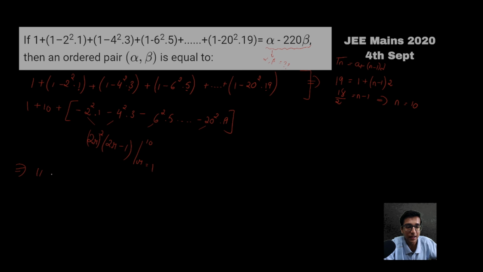So we would get 11 minus summation of r equals 1 up till 10, (2r) whole square into (2r minus 1). Now this is an equation that we've got. Let's try to solve this. This is 4r square into (2r minus 1), which is 8r cube minus 4r square.